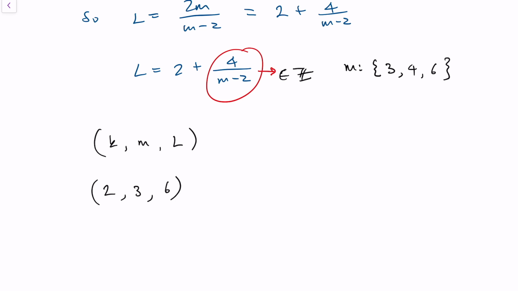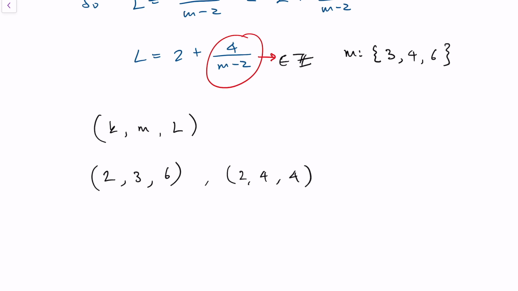Because if M is 3, L will be 6. Similarly, the next result will be 2, 4, 4. And if you notice, when M is equal to 6, we're going to get 2, 6, and L will be 3, and so on. So what we're getting is some sort of permutation of the solutions.